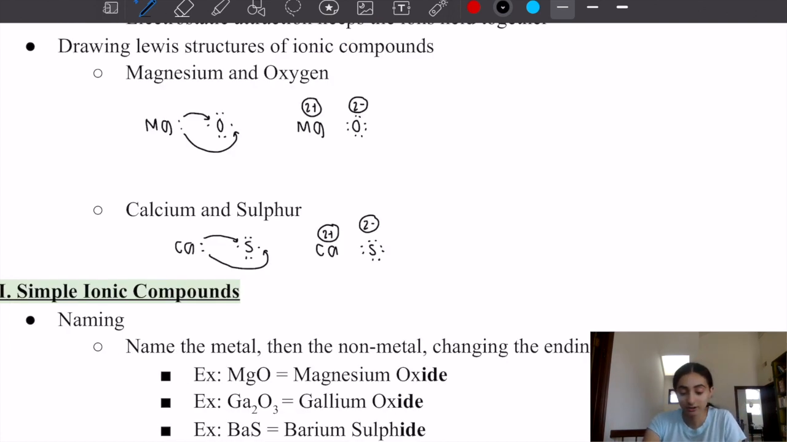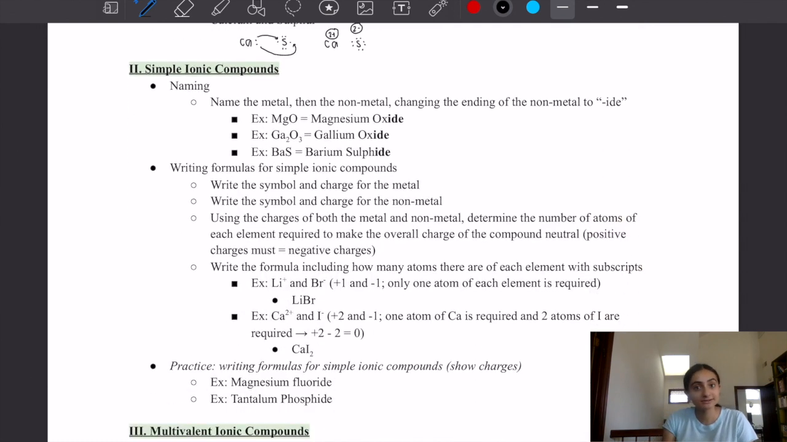Now we are going to break that up into different kinds of ionic compounds, and we are going to start with simple ionic compounds. So these are just between a basic metal and a basic nonmetal. So I'm going to go into naming and writing the formulas for each kind of ionic compound we're going to be talking about in this video. So first with simple ionic compounds, and the naming, very straightforward.